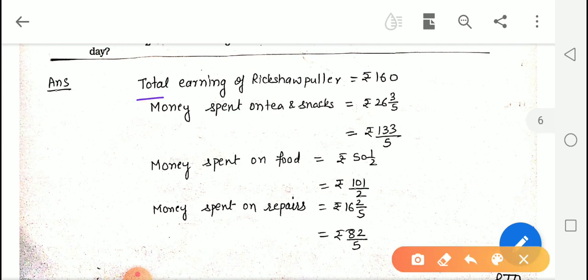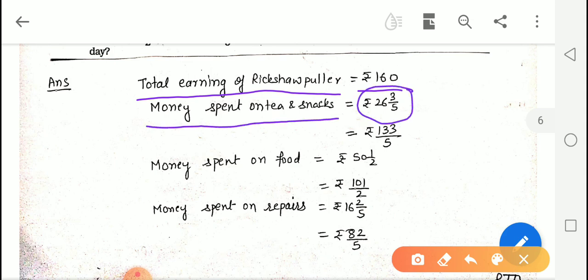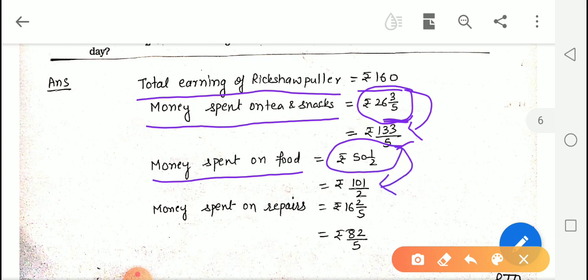Here the total earning of the rickshaw puller is 160 rupees. The money spent on tea and snacks is rupees 26 3 by 5. This is a mixed fraction, and we will convert it into an improper fraction. He has spent money on food, rupees 51 by 2. Again we will convert this into an improper fraction. And the money spent on repairs is this much. This is also a mixed fraction, and we will convert it into an improper fraction.